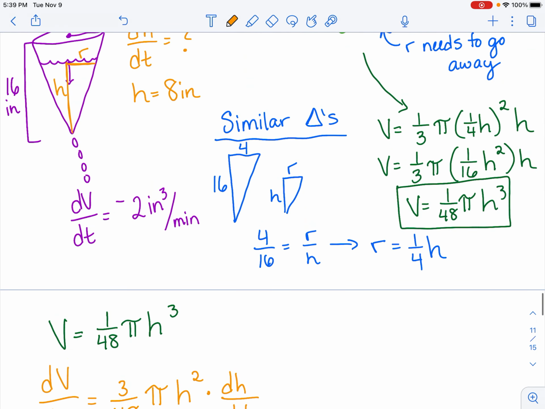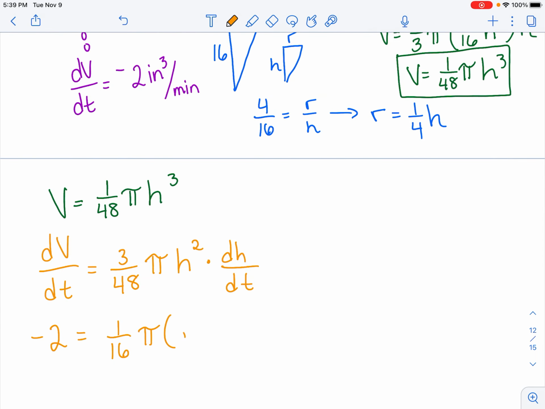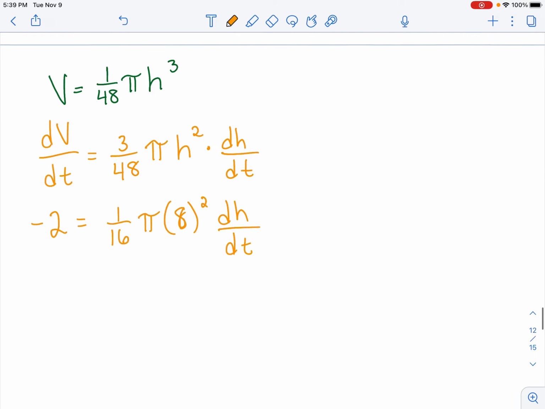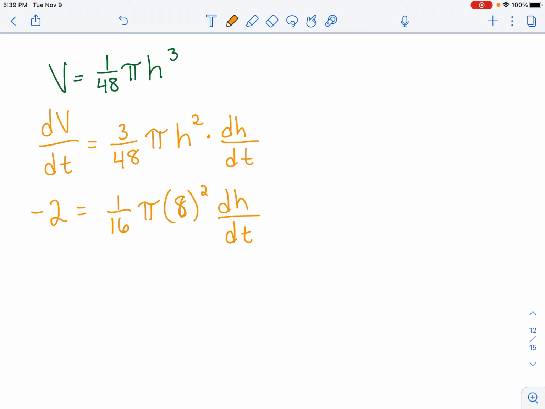And then h, if I go back up for a moment here, we had right here that we wanted h to equal 8 after we do the derivative. So I'm going to plug in an 8. And then dh/dt. And now I want to solve. All right, so here we go. Cleaning up the right-hand side, I've got -2 on the left. 8 squared is 64. 64 times 1/16 is just a plain old 4. Divide over, and you're going to get dh/dt is equal to -2 over 4 pi.